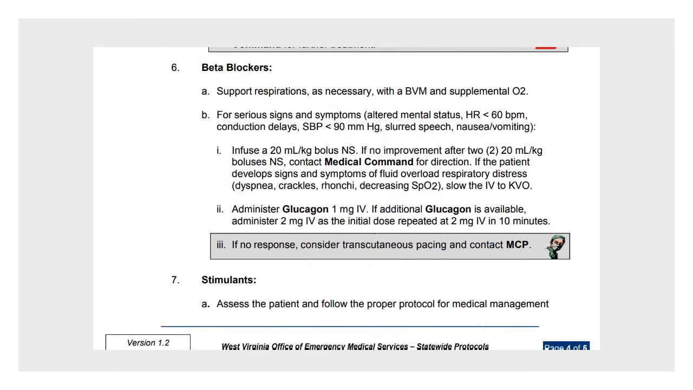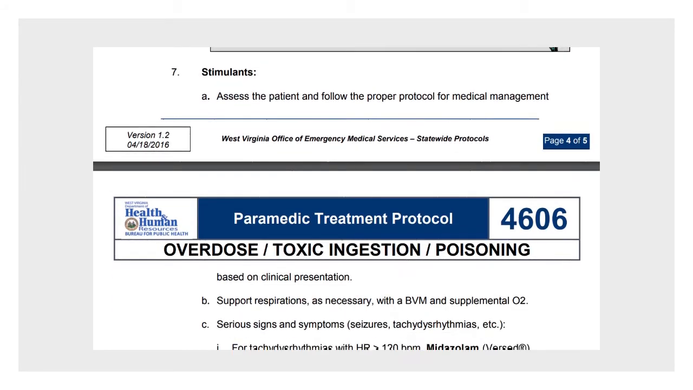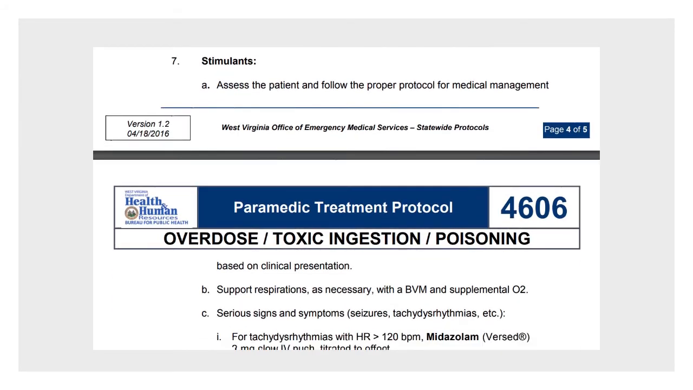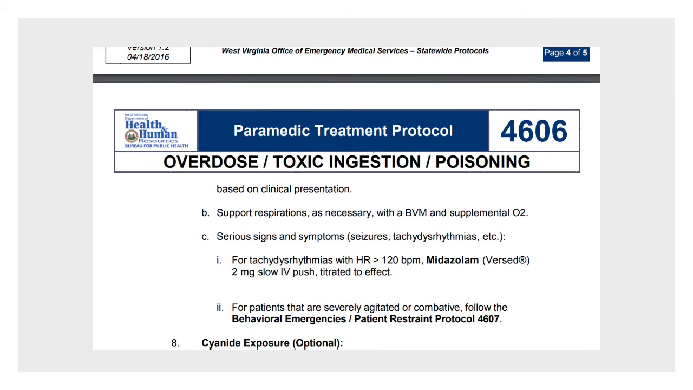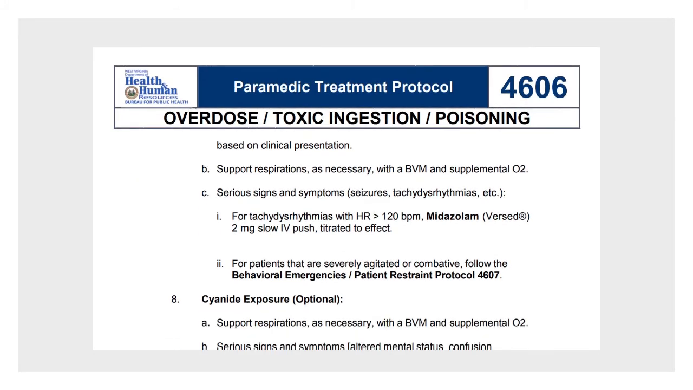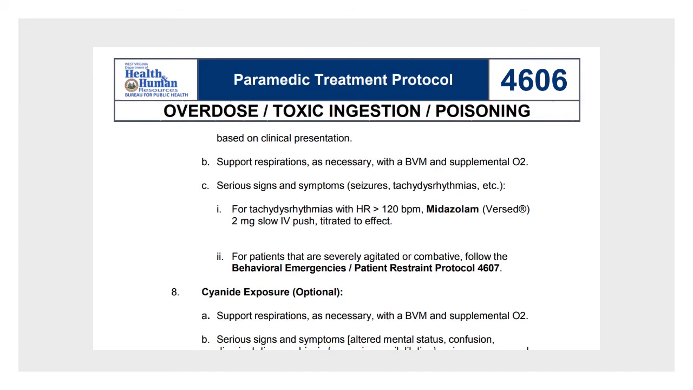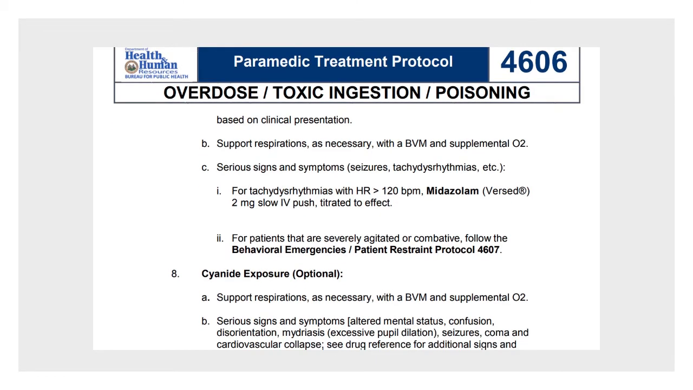With stimulants, say a patient just did a whole bunch of cocaine, and now they have serious signs and symptoms of seizures or tachydysrhythmias over 120: give 2 milligrams of Versed, slow IV push, titrate to effect. So go slow, try to get them relaxed, get the heart rate down, and get their excited state down.